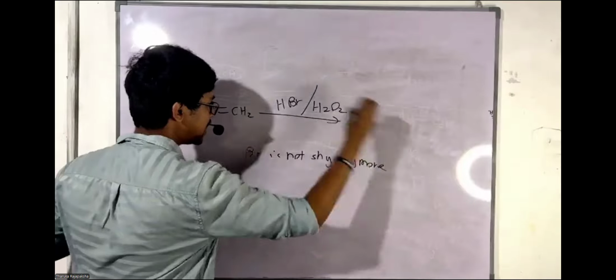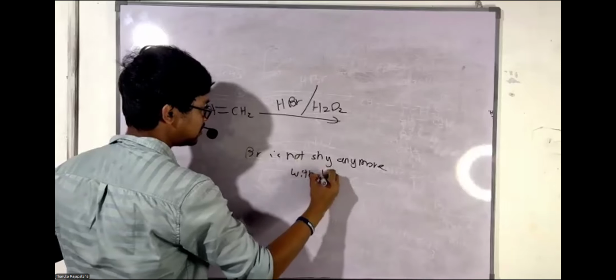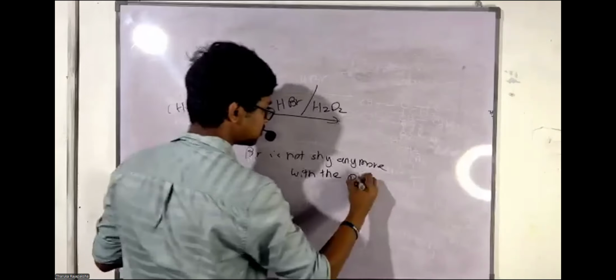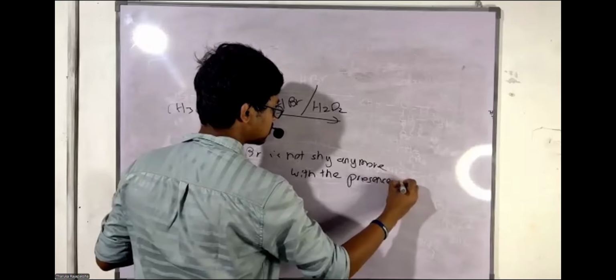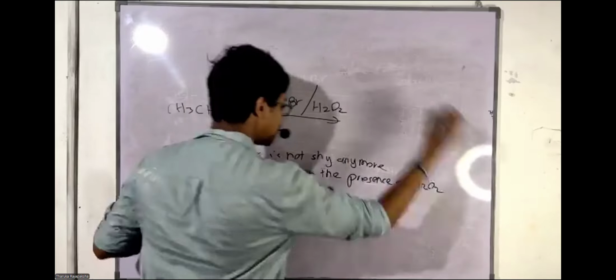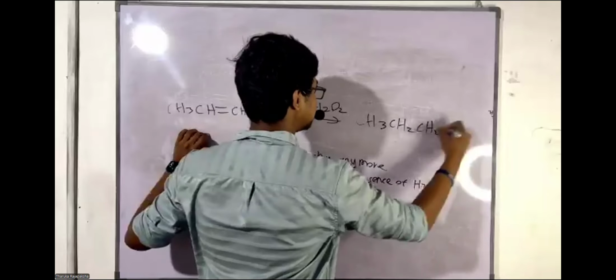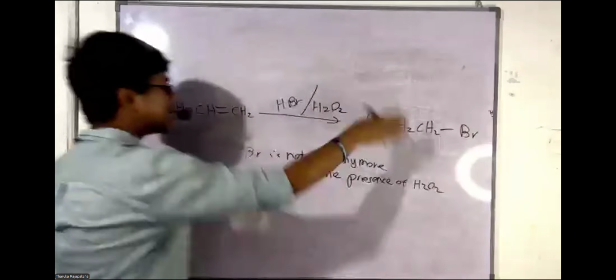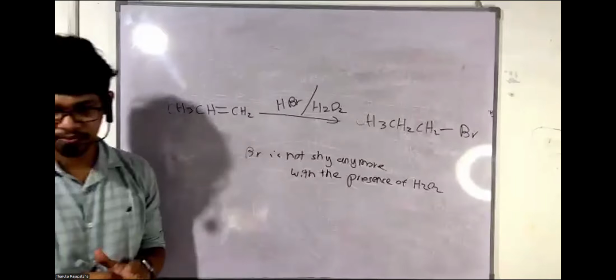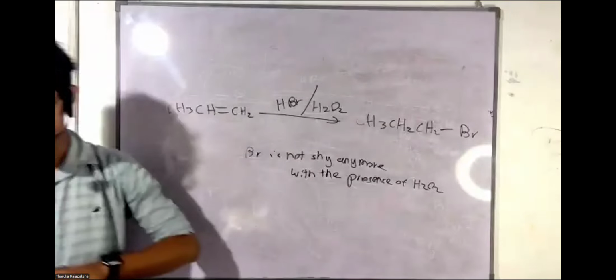With the presence of H2O2, Br is not shy anymore. Now the Br will attach to the terminal carbon. It can attach to the terminal carbon. So your product will be like this. You got it right? Your product will be that.